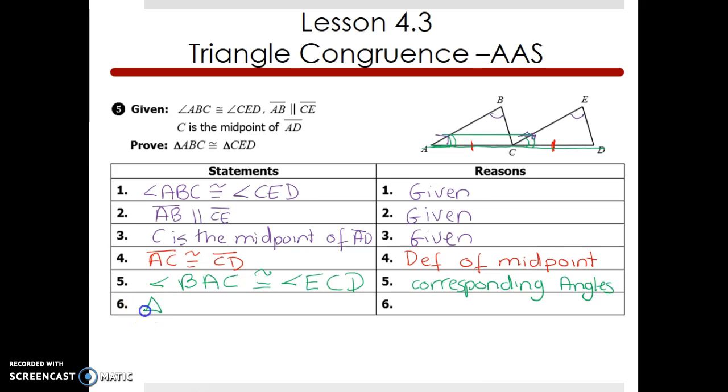Now you know that the triangle ABC is going to be congruent to triangle CED. You have two angles and a side. The side is not in between the two angles. It is after the two angles. So it's going to be angle, angle, side.